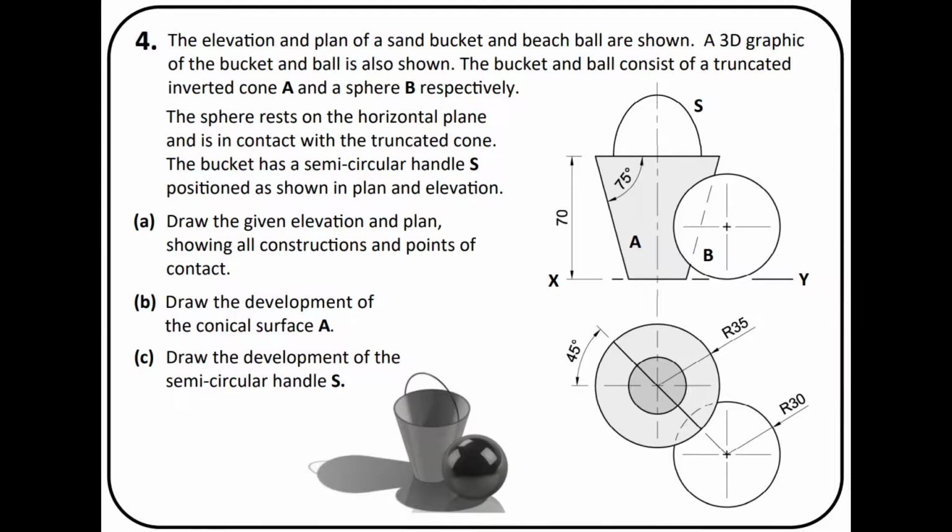Now a few things to watch out for here. Obviously we're going to have a cone and a sphere in contact with each other, so we're going to have some work to do on that. The handle is a slightly different one than what we've seen in questions before. It's semicircular, but with the orientation that we're looking at it, that's going to be based on an ellipse. So we'll be able to draw that handily enough, and then we'll be able to develop that as well in the normal way we might develop a cylinder.